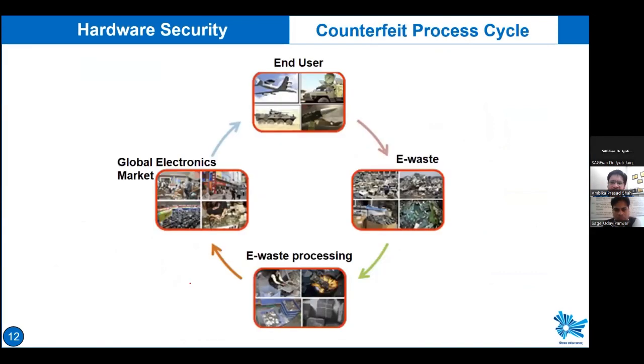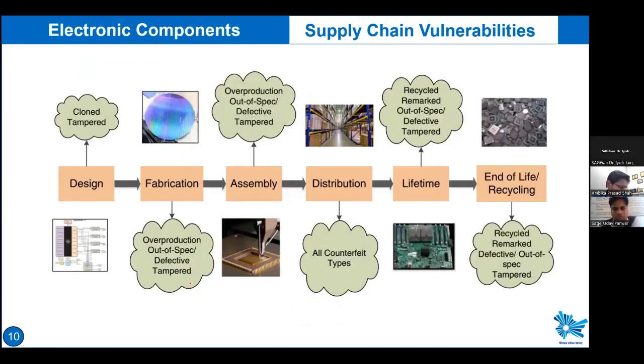Hardware Trojan and counterfeiting are also some of the threats, so let me quickly discuss them. I just told you about the counterfeited IC. Counterfeiting means a fake IC can be added at any point of time: at the design time or at the fabrication time, during assembly, during distribution, or to predict a lifetime or end of the cycle.